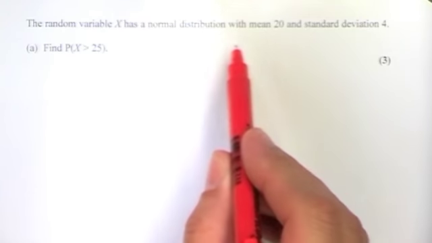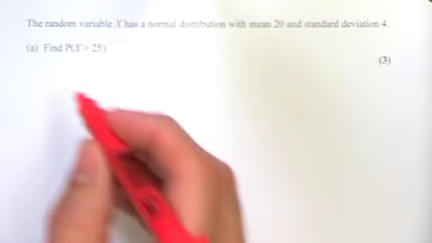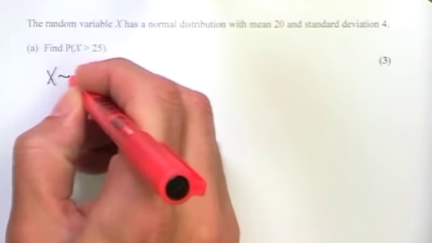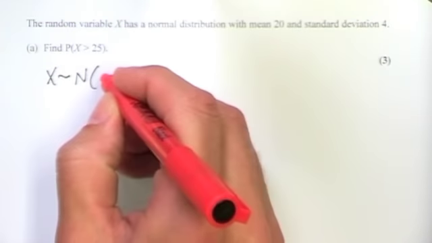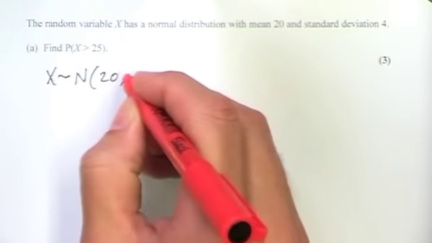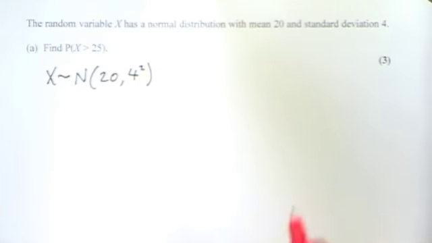Right, this question: random variable X has a normal distribution, mean of 20, standard deviation of 4. Let's make a note of that. X follows a normal distribution, mean of 20, standard deviation of 4, so 4 squared. And part A asks us to find the probability that X is greater than 25.